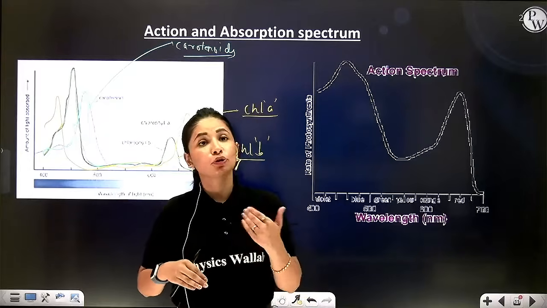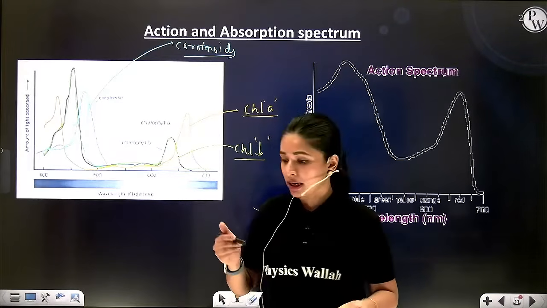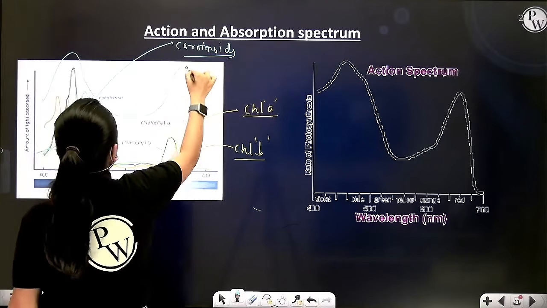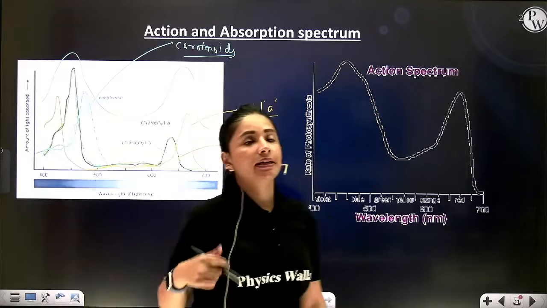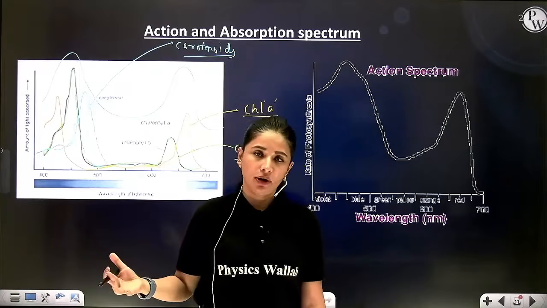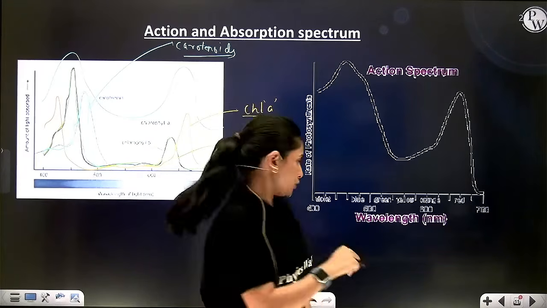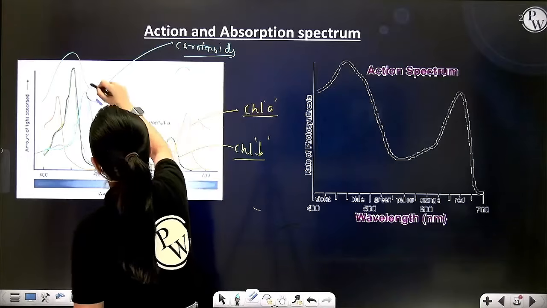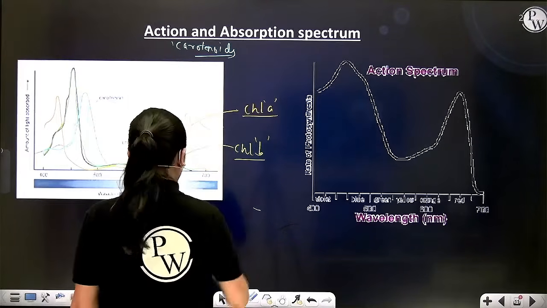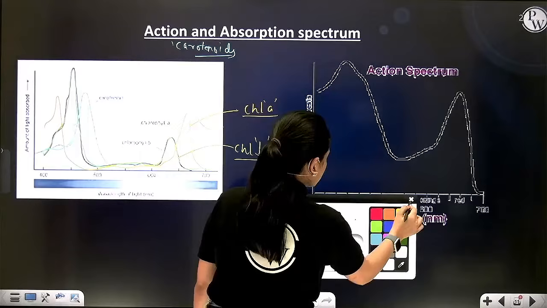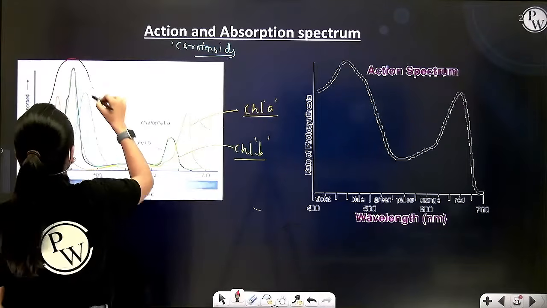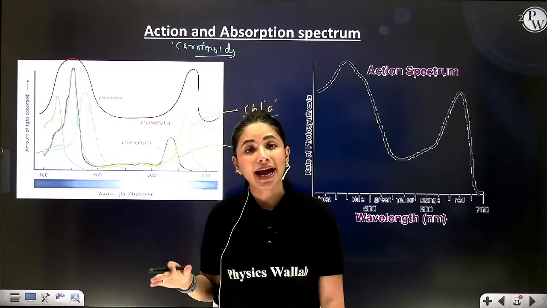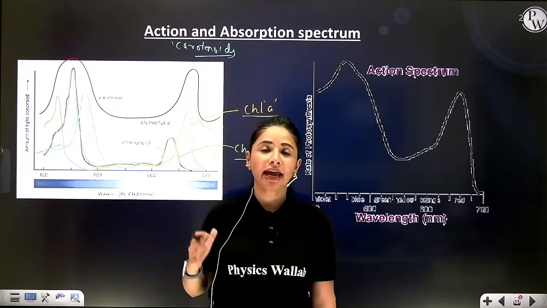So you can draw a third graph as well showing that the action spectrum overlaps the absorption spectrum. Yes or no? I think this color is not visible. Yeah. So we can draw the action spectrum overlapping the absorption spectrum. Correct? Why? Because they both share the same peaks.